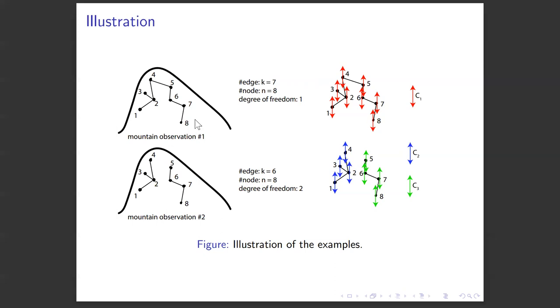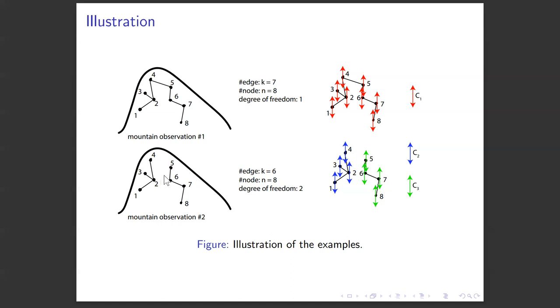the node A is the lowest point. So maybe we can set it to zero, and then we can give each point a value. If node 8 has 100 meters height, this will push everything up together. So I will know the relationship between these heights. They will go up and go down together.